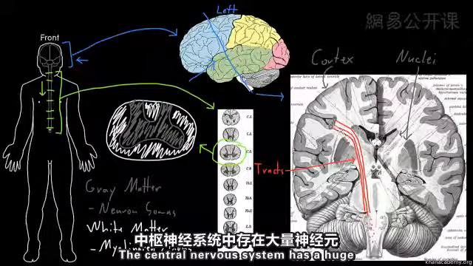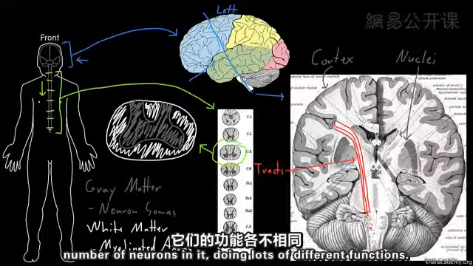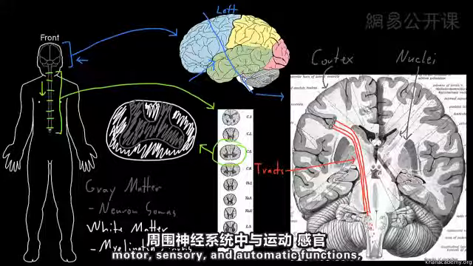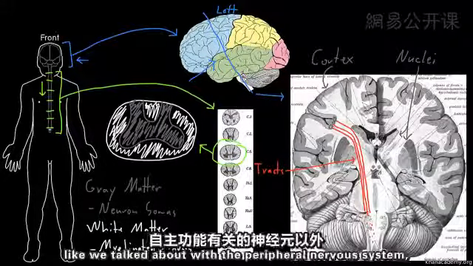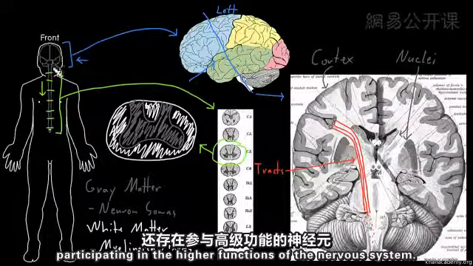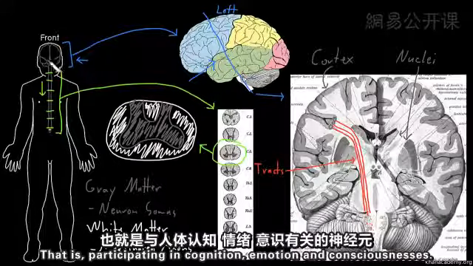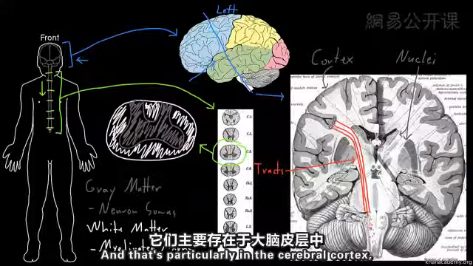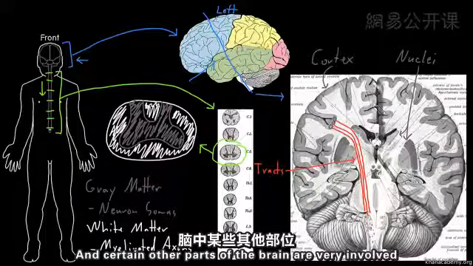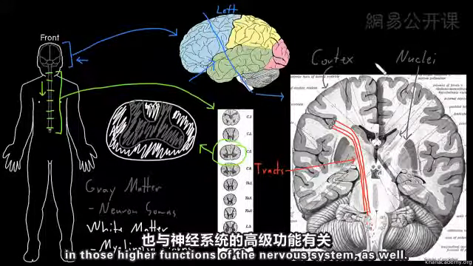The central nervous system has a huge number of neurons in it doing lots of different functions. In addition to neurons involved in motor, sensory, and automatic functions, like we talked about with the peripheral nervous system, the central nervous system also has lots of neurons participating in the higher functions of the nervous system, that is, participating in cognition, emotion, and consciousness. And that's particularly in the cerebral cortex, all this gray matter on the outside of the cerebrum. And certain other parts of the brain are very involved in those higher functions of the nervous system as well.